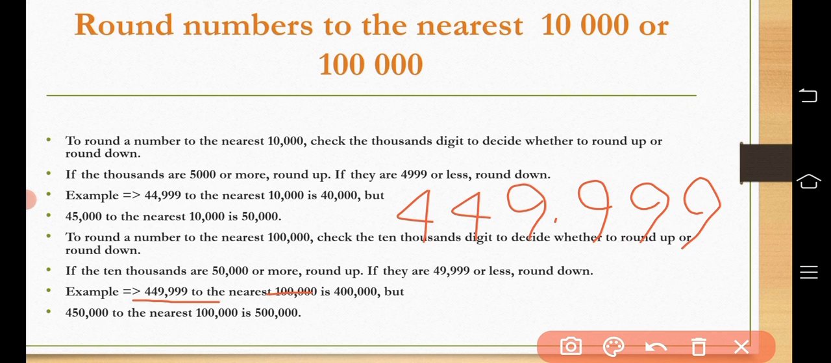449,999. So this is your ones place. Tens, hundred, thousand, 10,000 and 100,000 place. Now you have to round off this number to the nearest 100,000 place. So firstly you have to underline the 100,000 place where they are saying to round off.